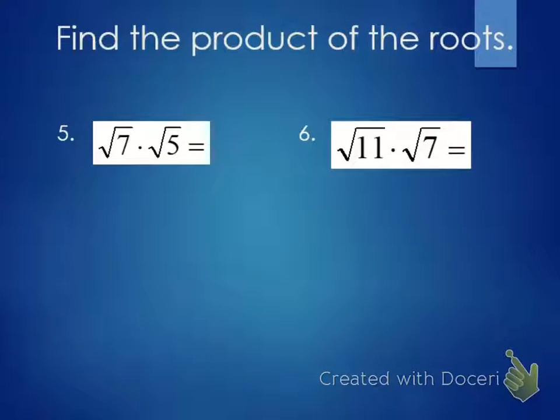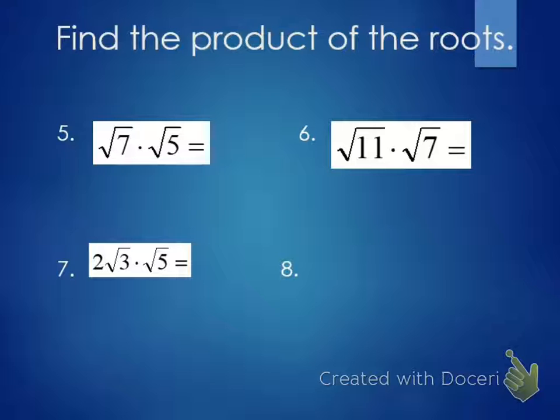On example 6, first thing we do, multiply the radicands together. What do we get? 77. So this becomes the square root of 77. Will that simplify? No, it just breaks back into 11 and 7, which will not simplify. So we leave it alone.